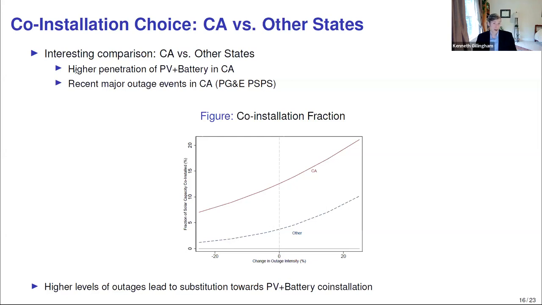There's a higher penetration of PV and battery in California. There's a whole different set of things going on. There were recent major outage events in California, such as the Pacific Gas and Electric public safety power shutoffs. So what we see is the change in outage intensity, and you look at the fraction of solar installed. First of all, the level is much higher in California than all the other states. The co-adoption is much higher to start in California. But the slope is actually similar, maybe a little steeper. So it's primarily a level shift up and maybe a little bit of the slope being slightly steeper. That's not going to be statistically significant. So you see a much higher co-installation fraction in California.